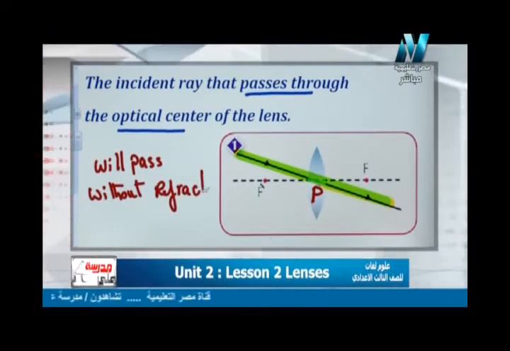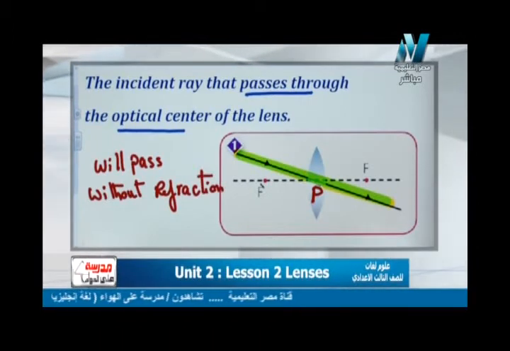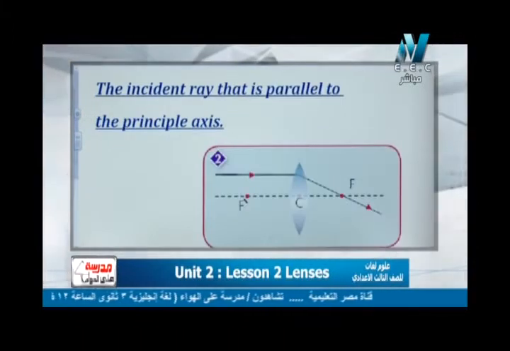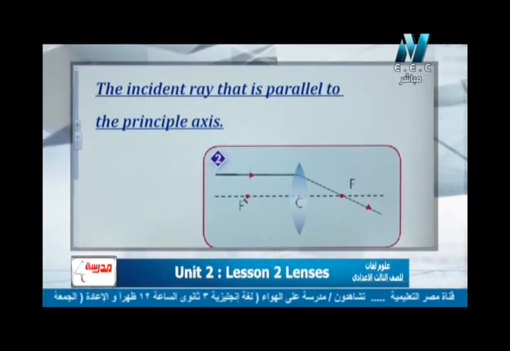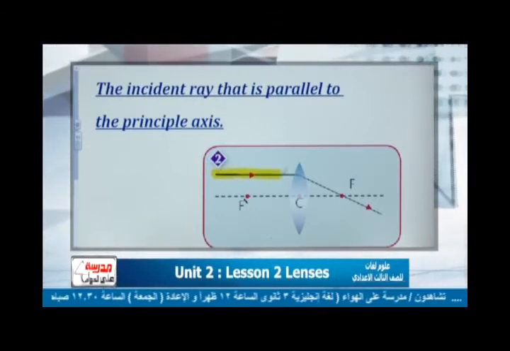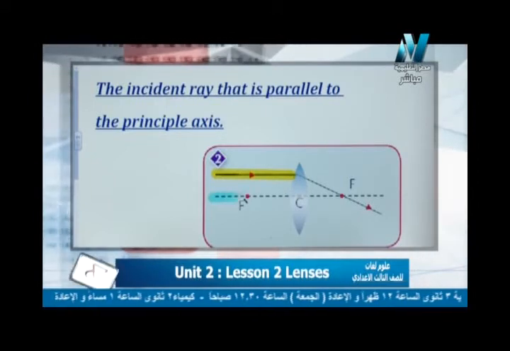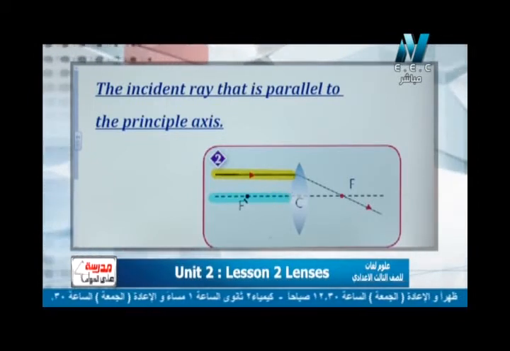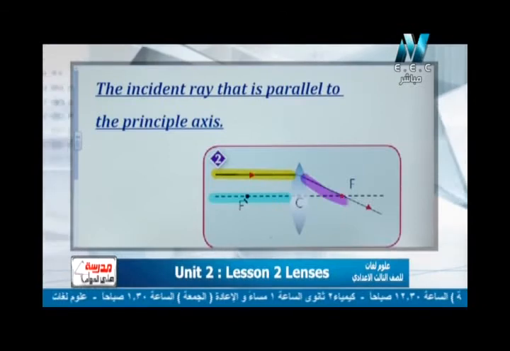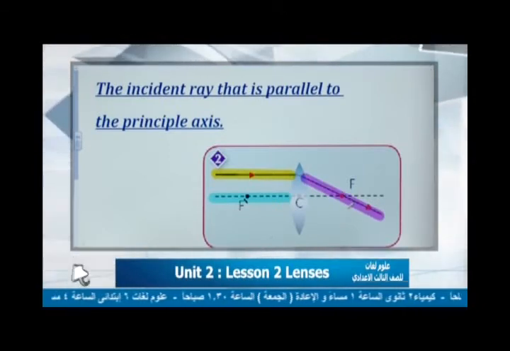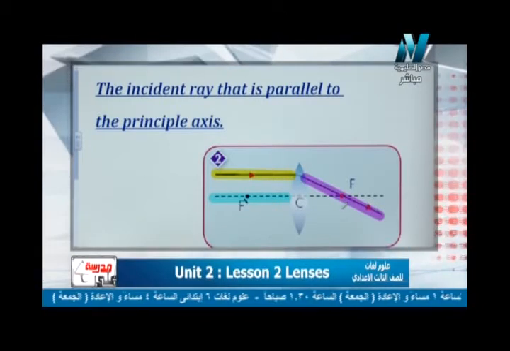And we have the second case. Number two, the incident ray parallel to the principal axis, as you see like that. So here we have this light ray parallel to the principal axis. In this case, the light ray will refract through the focus. In the mirrors, we say this light will reflect through the focus.